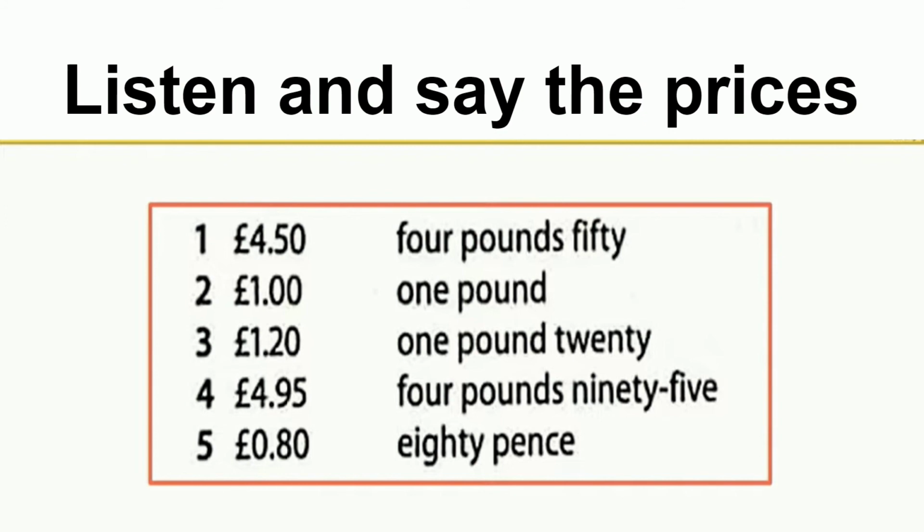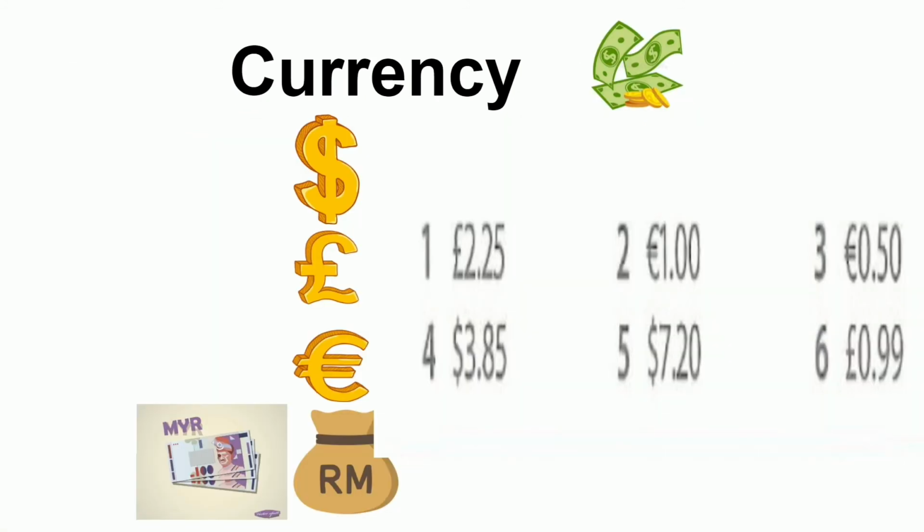Okay, let's look at the next activity. We have 6 types of currency over here. Can you read and say it? Okay, you listen to the audio and you try to pronounce it together. Alright, start now.